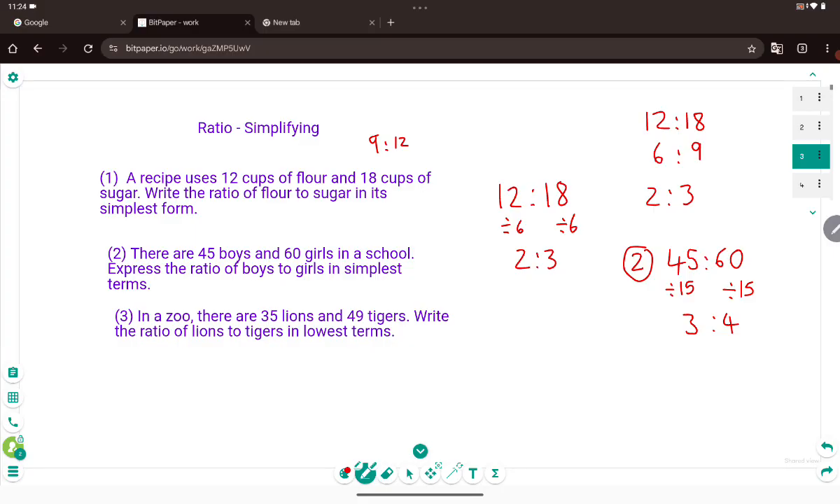In a zoo, there are 35 lions, 49 tigers. Write down the ratio of lions to tigers in its lowest terms. So 35 to 49. A common factor of 35 and 49 is 7. So I'm going to divide them both by 7. And we get 5 to 7.